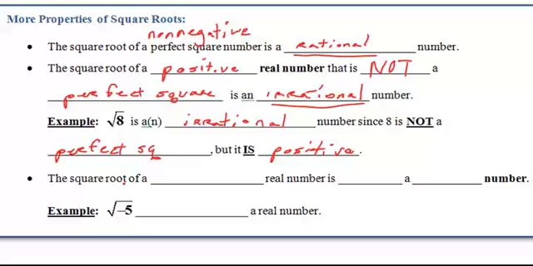Okay, the square root of a negative real number is not a real number. So if we take the square root of a negative number, the result is not a real number. So here, -5 is a real number, but when I take the square root of it, because I'm taking the square root of a negative, I get a number that is not a real number.